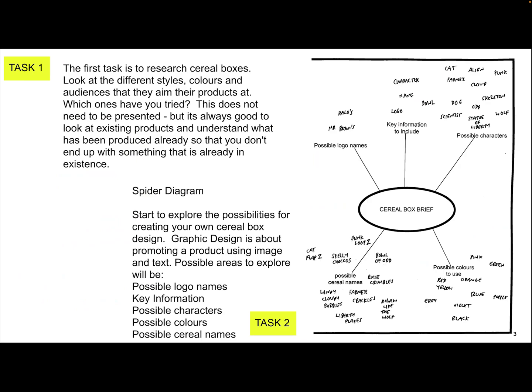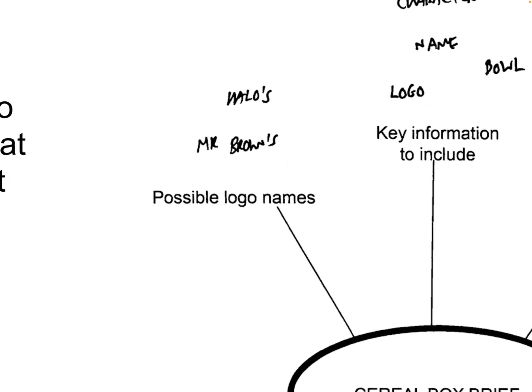because that's already been done. The next important task is something which you actually then need to do on paper, and that's your spider diagram. So we're going to start to explore the possibilities for creating your own cereal box design. Graphic design is about promoting your product using image and text. Explore areas will be areas such as logo names, key information, possible characters, possible cereal names, possible colours. So let's have a look at this in some detail.